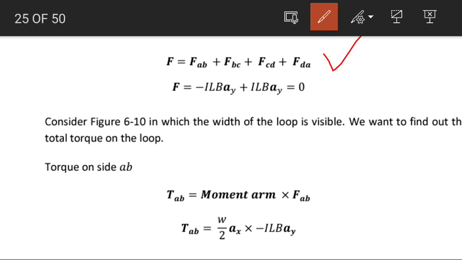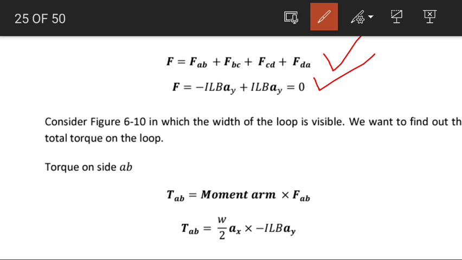We know that the net force on the current carrying loop will be equal to the force on side AB plus the force on side BC plus the force on side CD plus the force on side DA. If we add all these forces, we get the total force, and the total force on the current carrying loop is equal to 0.